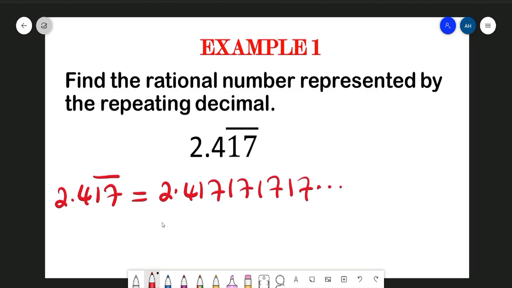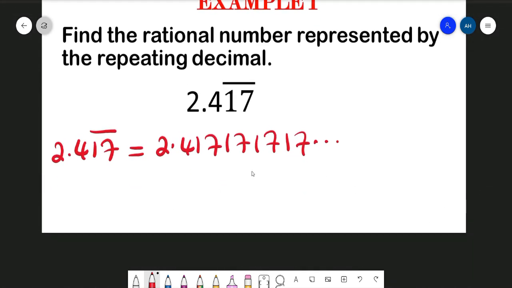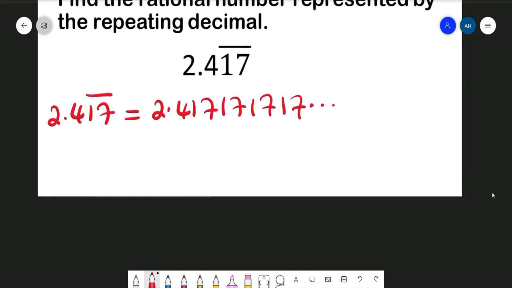So in this case, the number is just 2.4171717 like that. Now the question is, we would like to convert this decimal into a fraction. So how do we do that? This is the time we can use a geometric series. The idea is to use a geometric series to convert this decimal into a fraction. So maybe we can write this decimal in a different form.